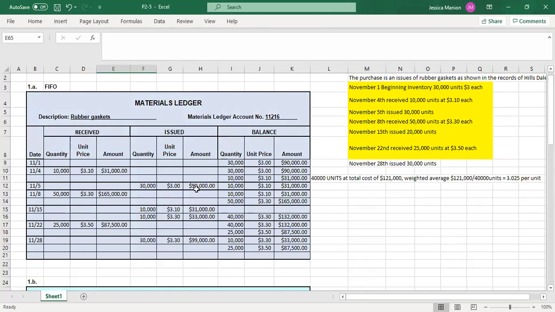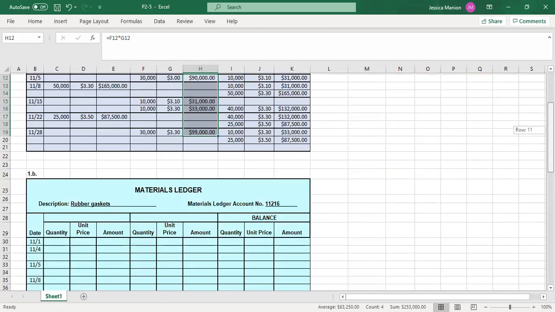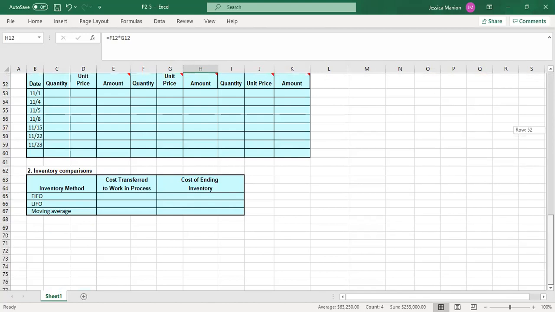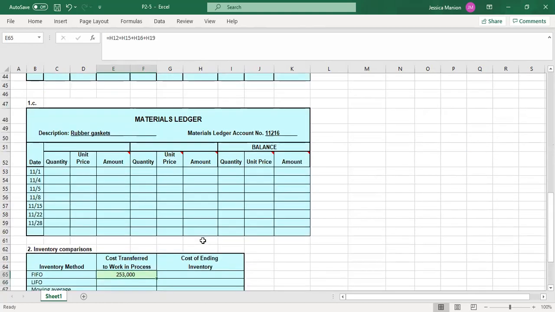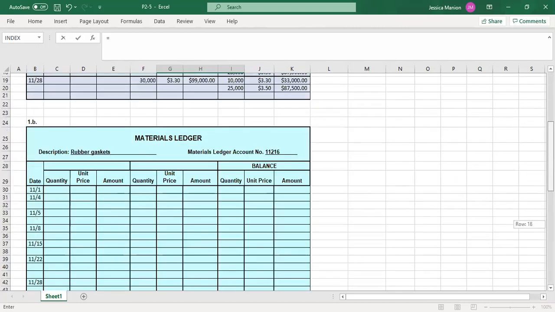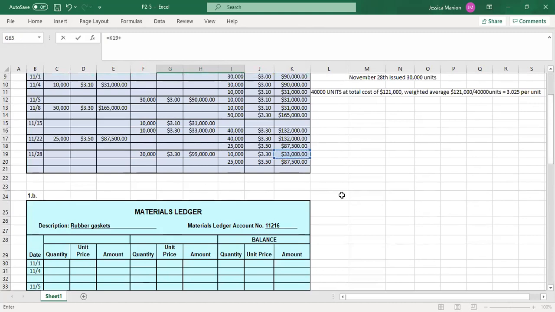So if we go back here and we highlight over these, we see that the cost issued to work in process, 253,000, and here we can do it this way and put the formula in here so we know where we're getting that. So equals 90 plus 31 plus 33 plus 99. So again, 253,000. And then the cost of our ending inventory, again, those are the units we have left. So we've got 10,000 units at $3.30 each plus 25,000 units at $3.50 each.